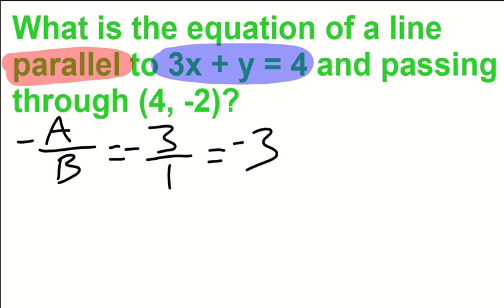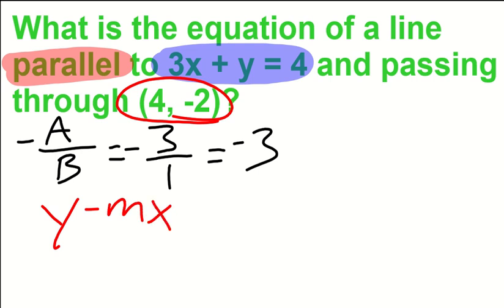We've got a parallel line, so what does it mean when it's parallel? Same slope. So that means our new line is still going to have a slope of -3. Once we have our slope, we still need to find the y-intercept. That's where we use the ordered pair they give us. And we're going to want to do y minus mx.